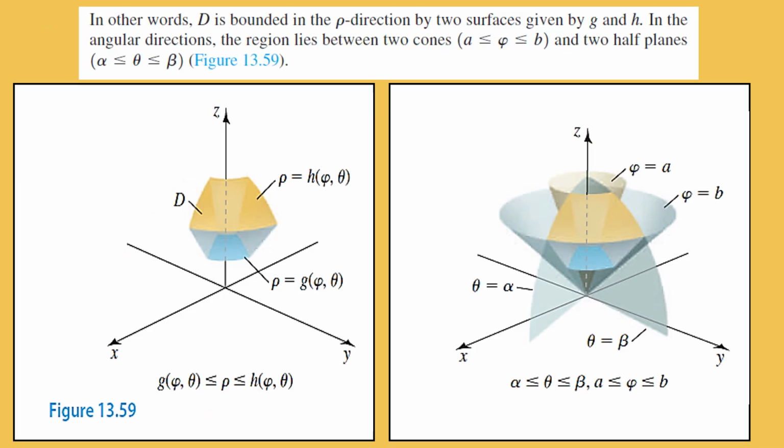In other words, D is bounded in the rho direction by two surfaces given by g and h. In the angular directions, the region lies between two cones, so phi is between a and b, and two half planes, where theta is bounded from alpha to beta. We see this in figure 13.59.